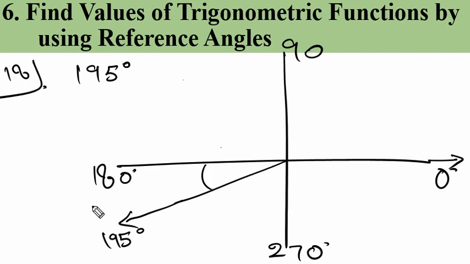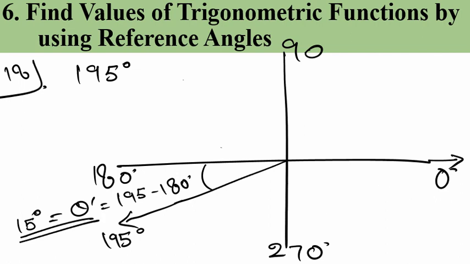So theta prime will be how much? Theta prime will be 195 minus 180. And that will give you how much? Reference angle is 15 degrees.